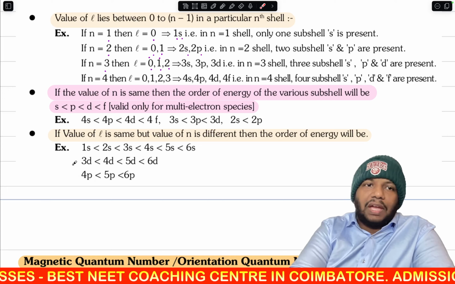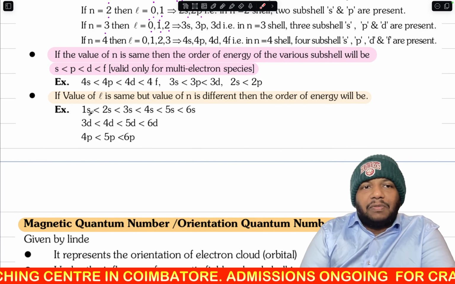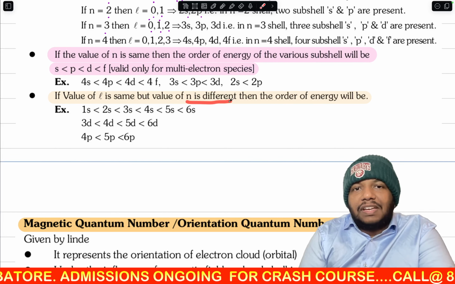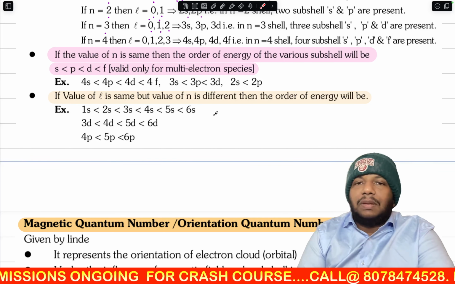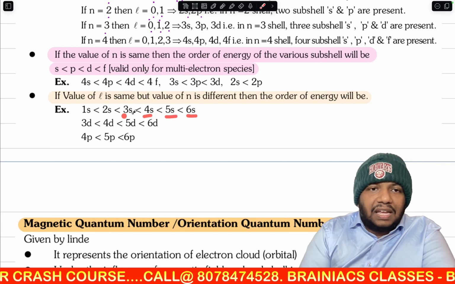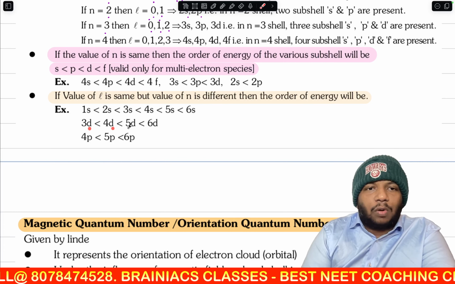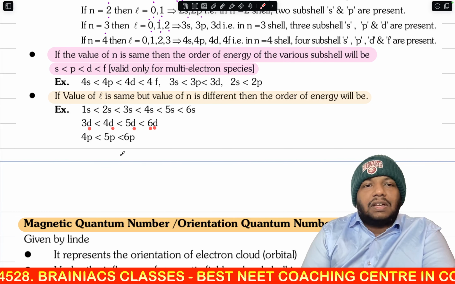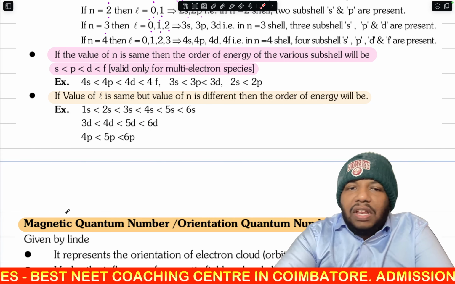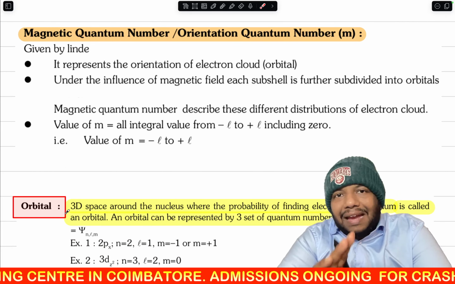Hope you understood. Okay, now we will take the second case where L value is the same. That means we are comparing different S orbitals. In that case N value is different. Then I can say the order of energy will follow the higher N value: 6S, then 5S, then 4S, 3S, 2S and 1S. Similarly, I am taking here also L value the same, that is all are D orbitals. Then 6D will come first, then 5D, then 4D, then 3D. Very easy. Understood?